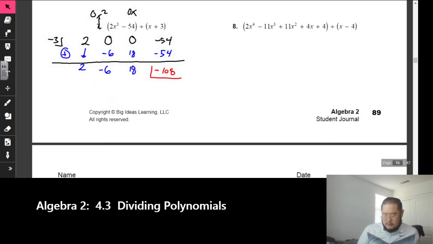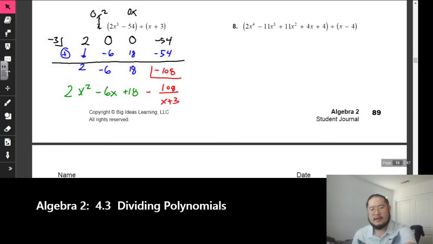So let's now put our polynomial together. Remember, our highest power was x to the third. It got divided by x, so my highest power now is x squared. And we'll go ahead and put right here 2x squared. We're going to descend, so now we have minus 6x, and then we have plus 18. And then we've got to go ahead and include our remainder. We got -108 divided by, right here, x plus 3. And now we've used synthetic division right there.